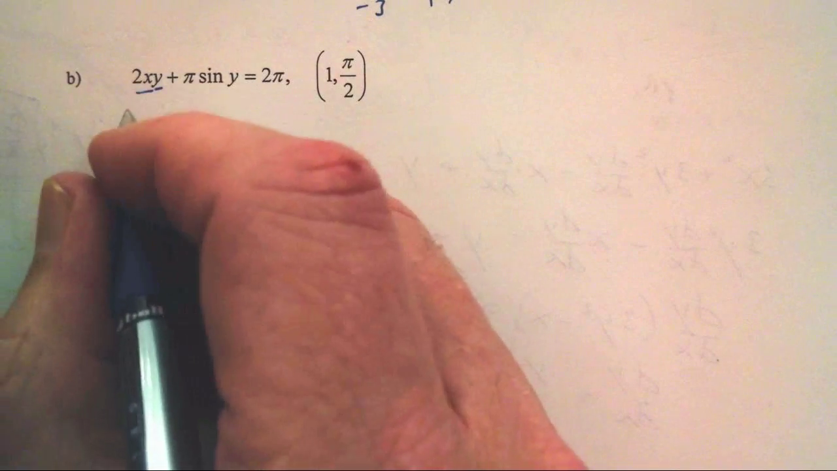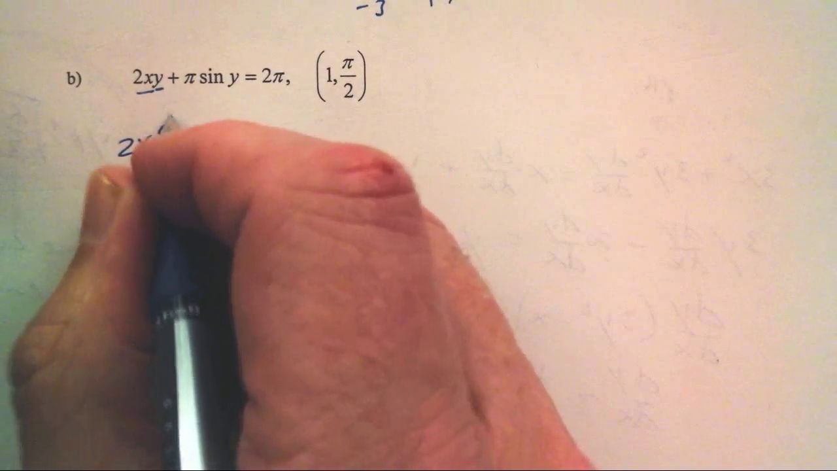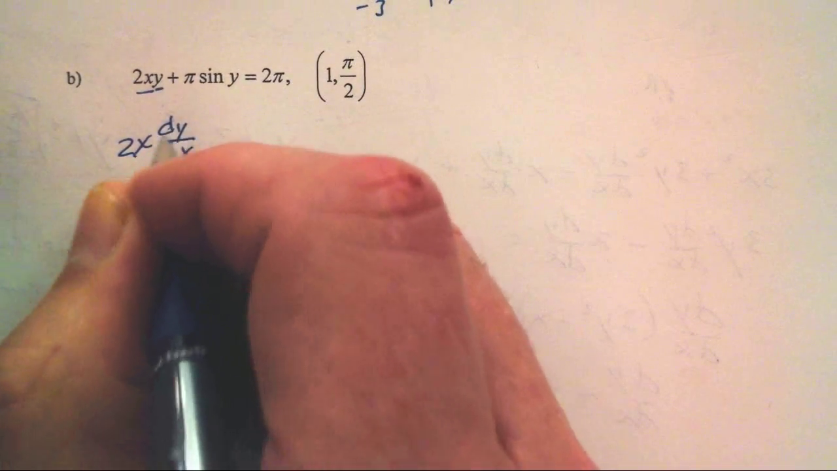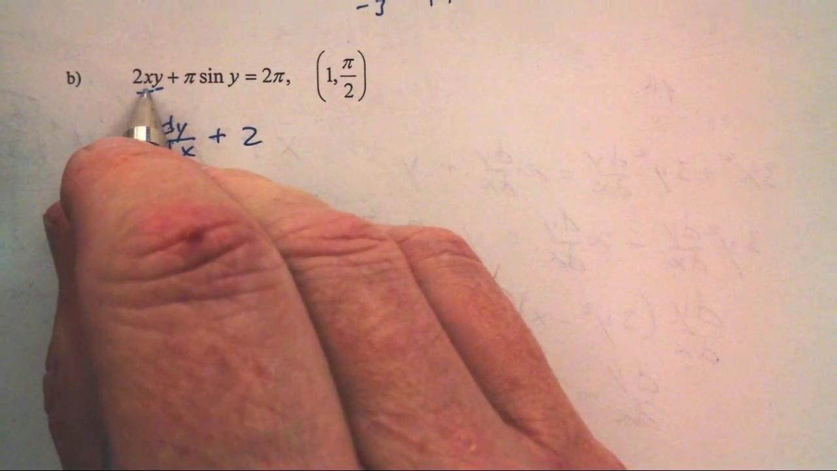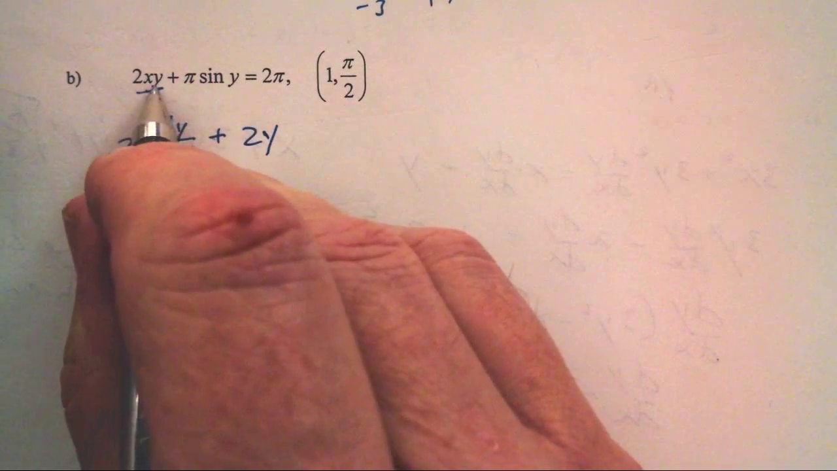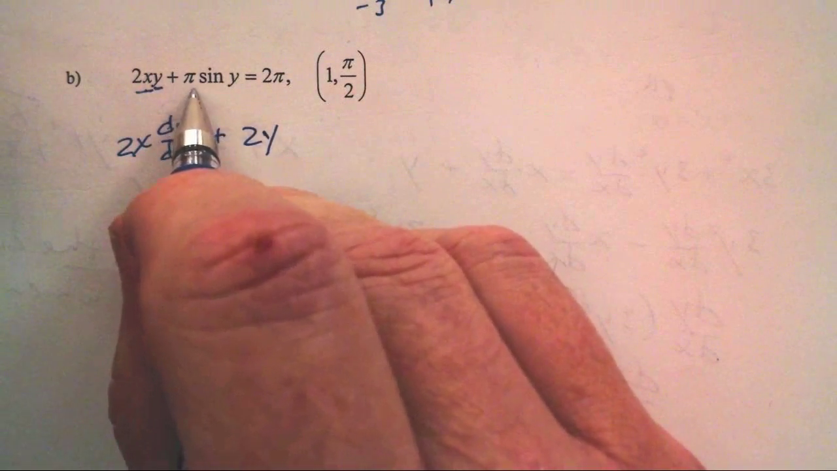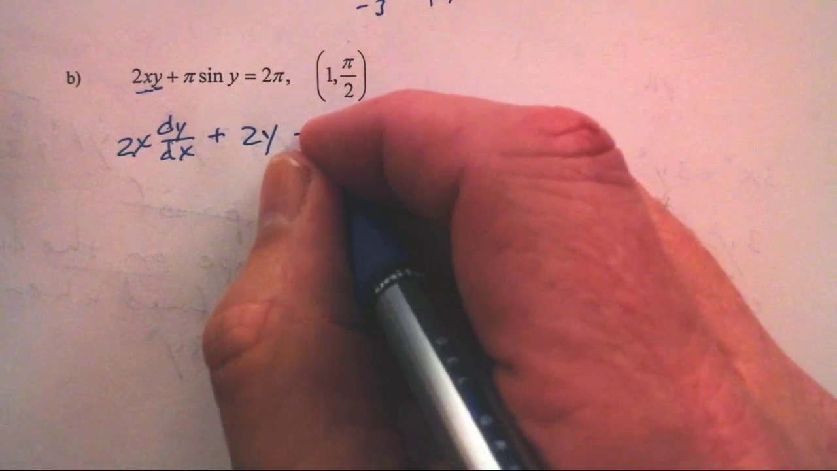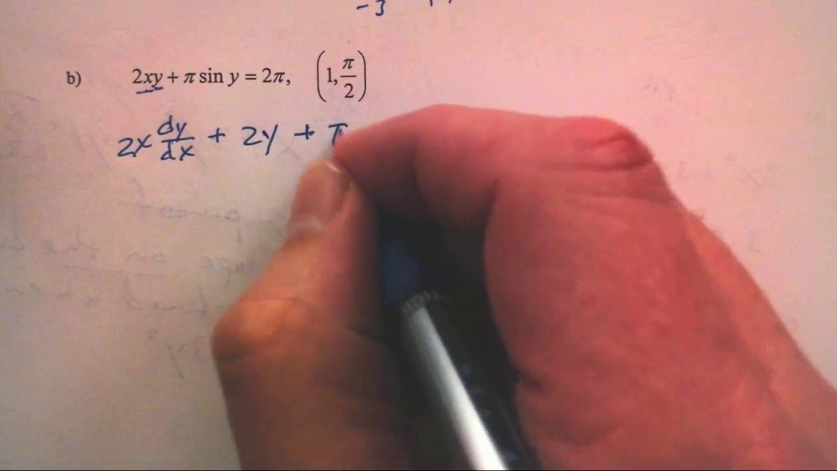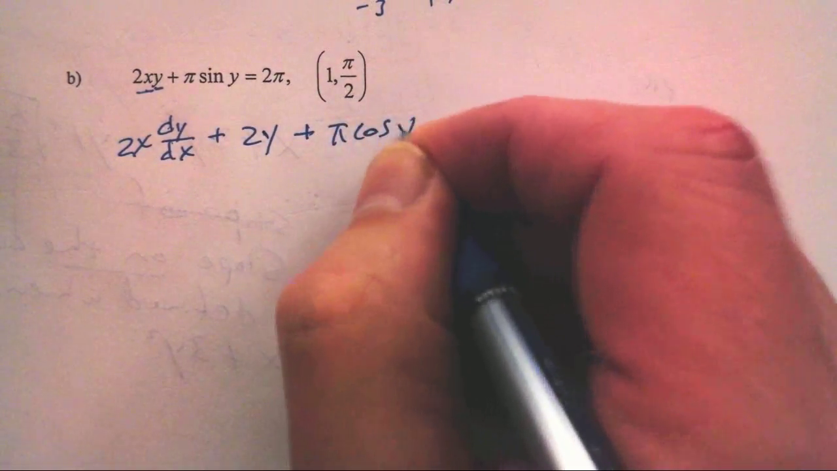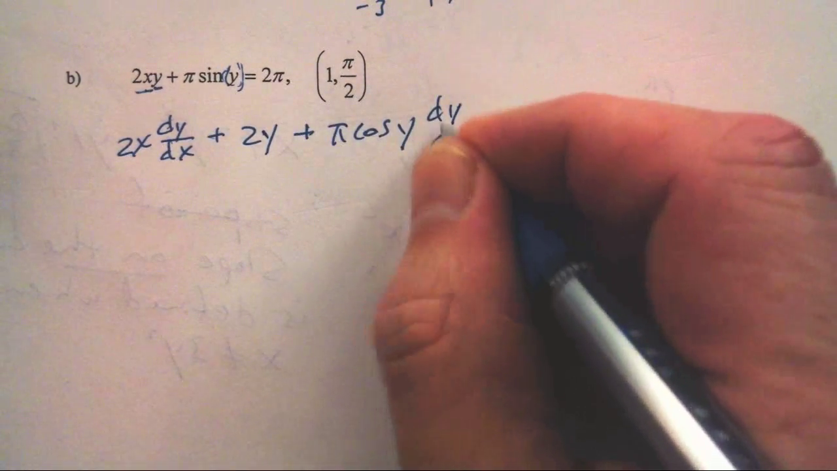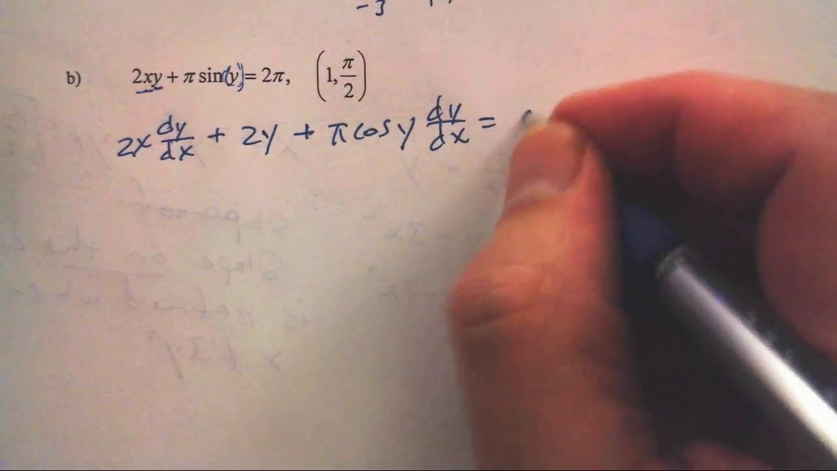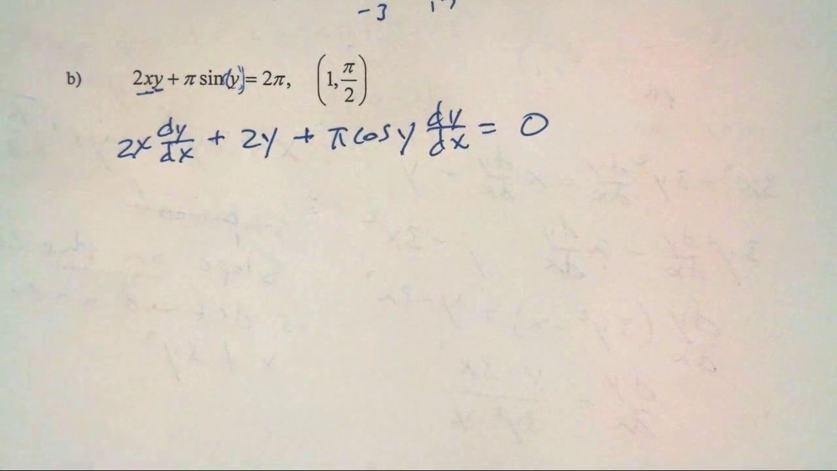Take our derivative. I get the just plain first function, 2x, times the derivative of y, dy/dx, plus the derivative of the first is 2 times plain old second y. Then the derivative of this guy is easier than I thought at first, plus pi times cosine y, but dy/dx, equals the derivative of 2 pi, 0. So there we have it.